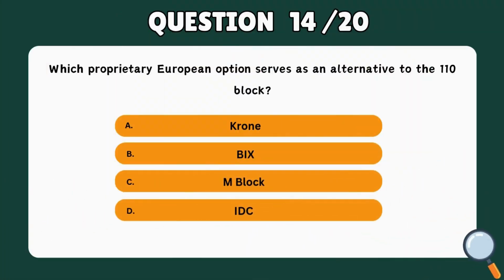Question 14. Which proprietary European option serves as an alternative to the 110 block? A. Krone. B. BIX. C. M block. D. IDC. Correct answer: A. Krone.